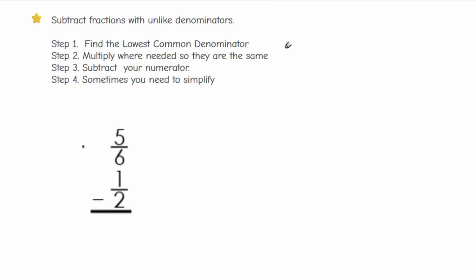Let's do another one. Again, pause the video if you want to do this on your own and then come back. Number 1, find the lowest common denominator. They're not common. We have to find them. I'm going to count by 2s. My multiples count by 2, 4, 6. Already, again, I can stop. I have a 6 right here.